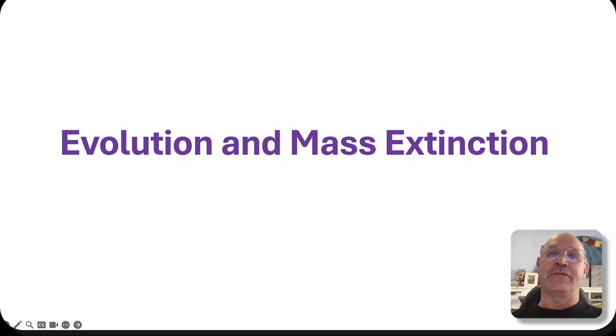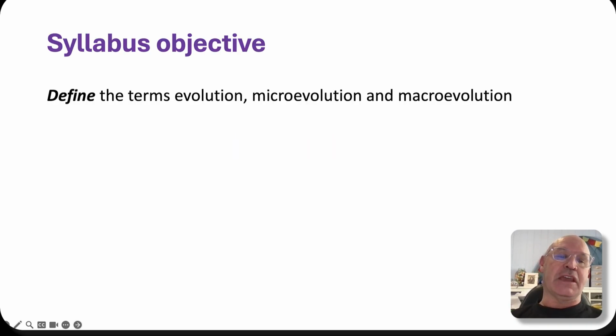So let's introduce evolution and talk about mass extinction. The syllabus objectives, there's actually two. I'm going to introduce the other one later. But the first one is to define the terms evolution, microevolution, and macroevolution. And of course, whenever the syllabus says specifically the action or the cognitive verb is to define, it means that you need to learn the definitions that are actually in the syllabus.